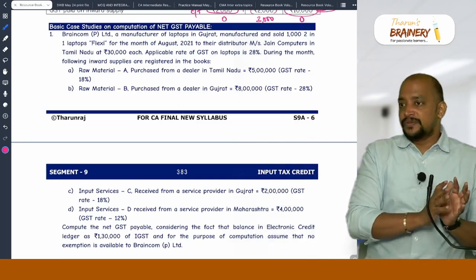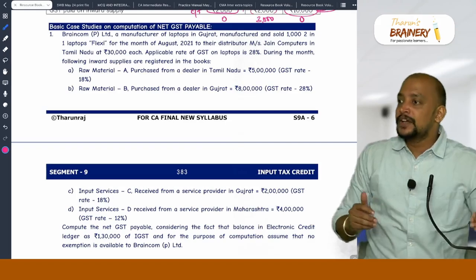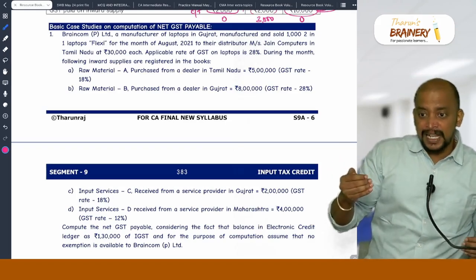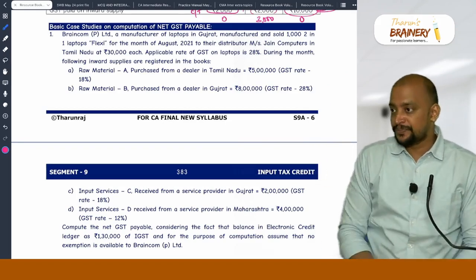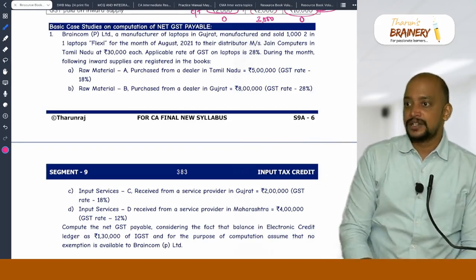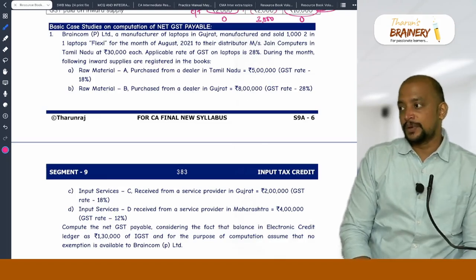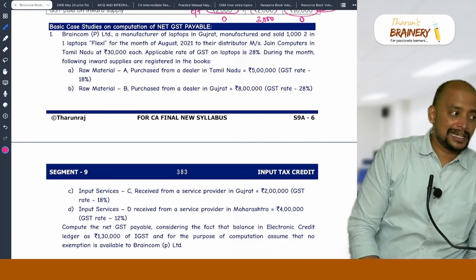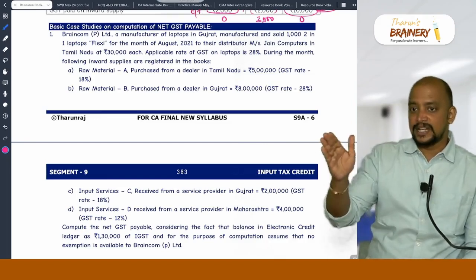And as per the general provisions, for goods, what should be taken as a place of supply? Ending point. For services, what will be the place of supply? Location of recipient. This transaction is related to goods. So they are selling computers. So goods, what is the ending point? Tamil Nadu. What is the location of supplier? Gujarat. Braincom. Okay. You are computing net GST payable of Braincom.